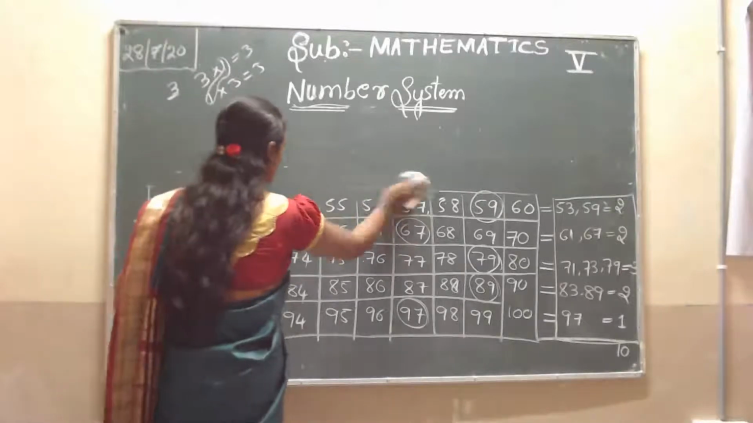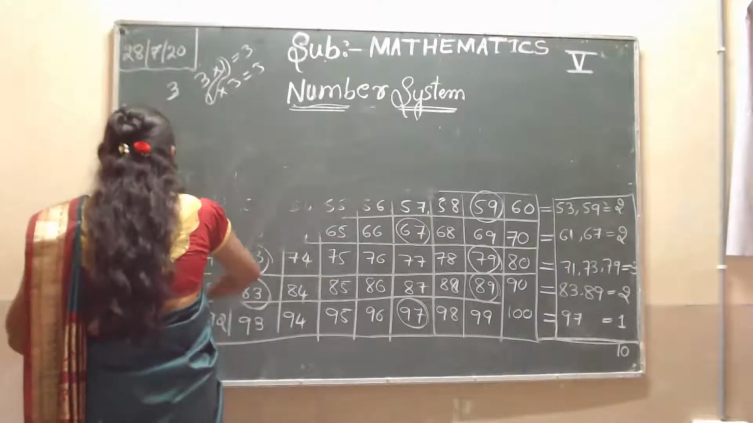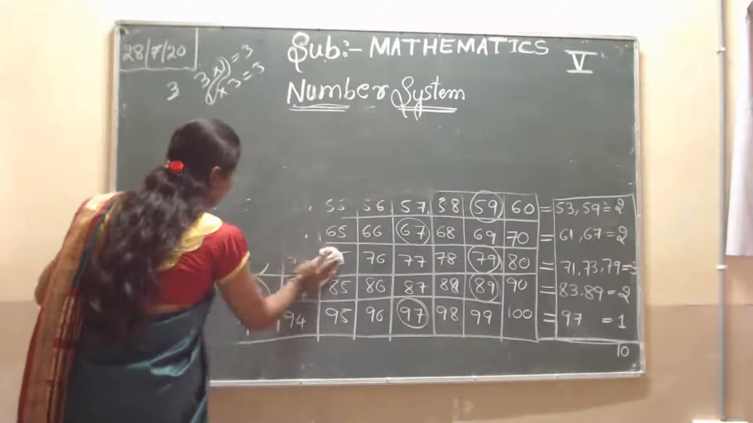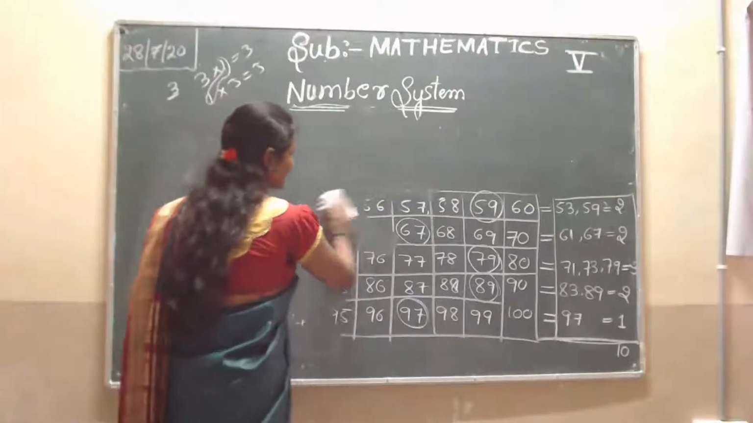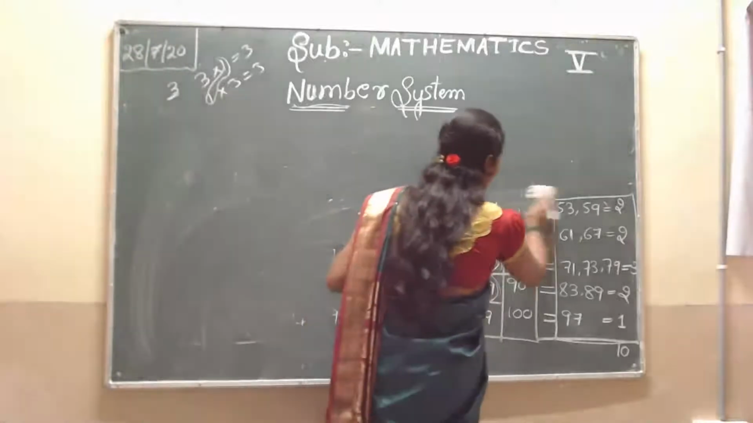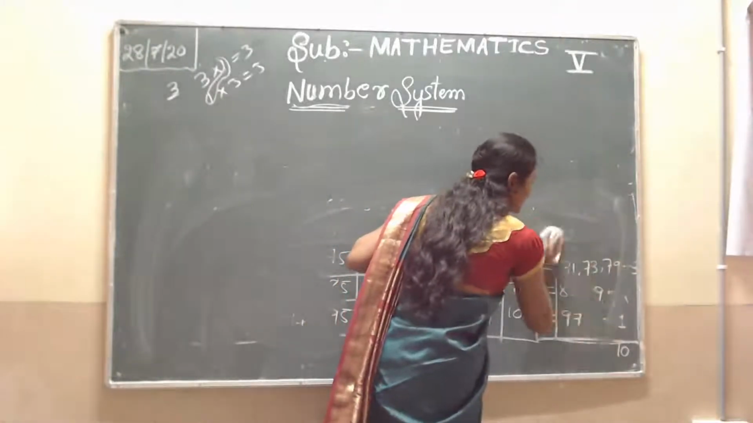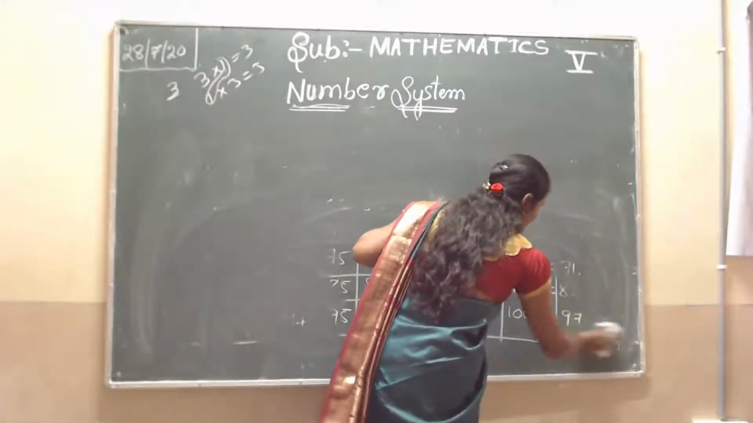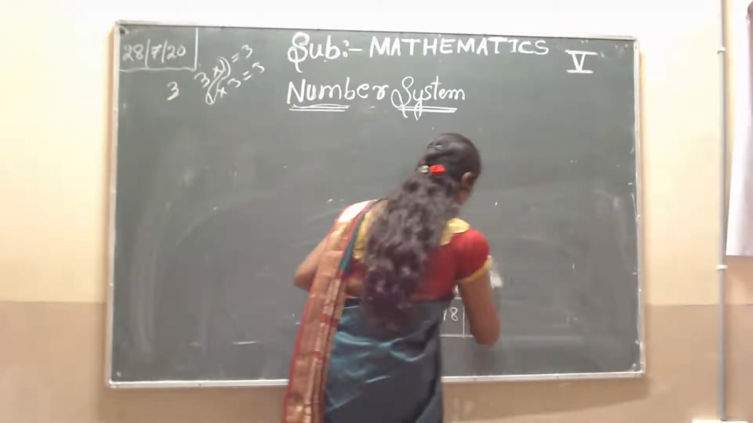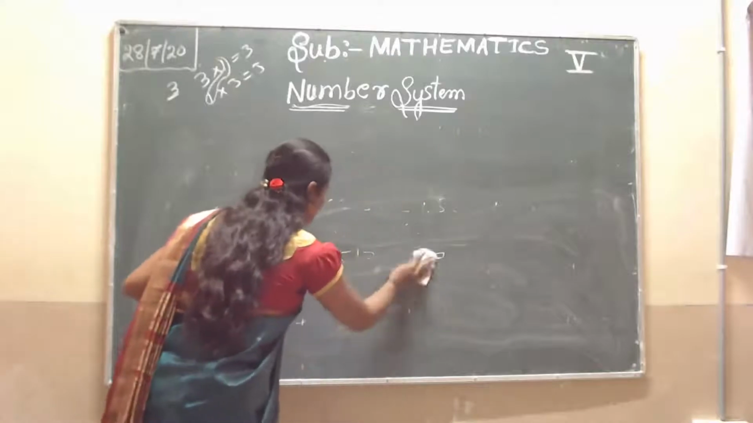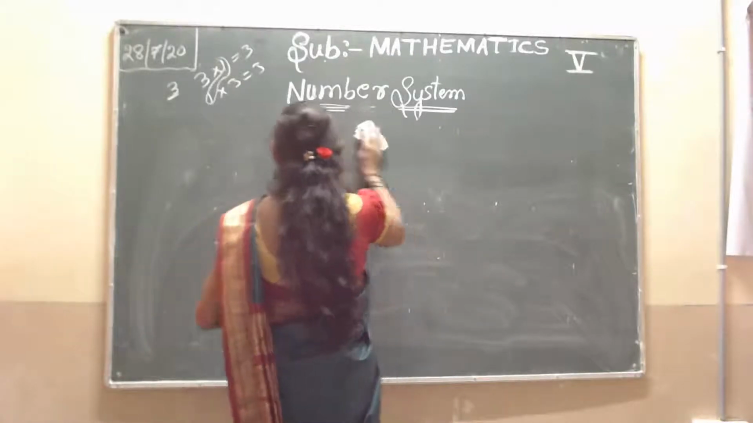Know the definition of prime numbers: a prime number cannot be divisible by any number except 1 and itself. For example, 27 is not prime. A prime number has only 2 factors. The definition is important, because it is an important topic in this chapter.